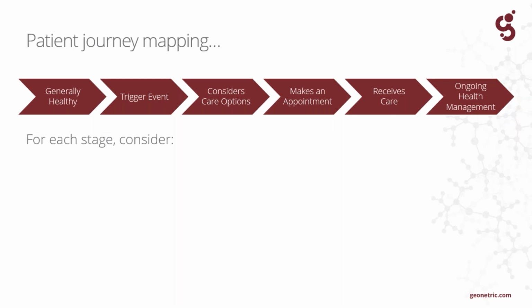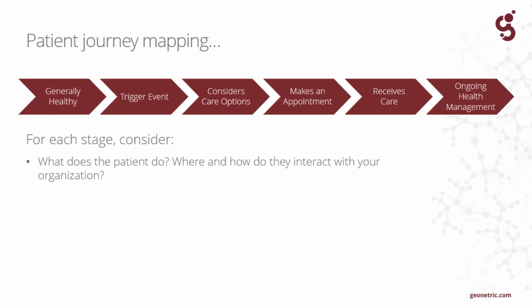So for each stage, consider, what does the patient do? Where and how do they interact with your organization? What are the patient's top priorities and goals? We saw some top priorities and goals from Millennial Megan in her generally healthy phase, but how does that change once she has a trigger event or once she's into that ongoing health management phase?